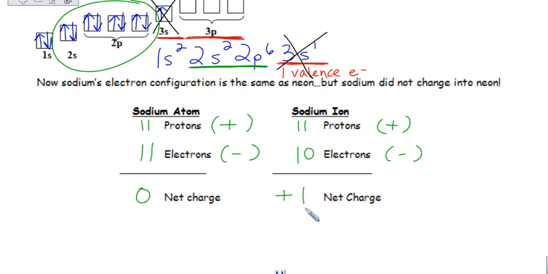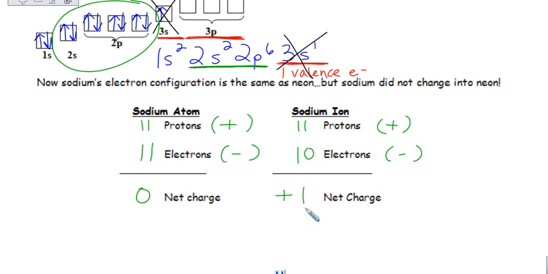Now don't make this rookie mistake. Rookie mistake. People will say if you lose an electron, the charge is -1. It's like you subtract an electron, so the charge should be negative. You lose 2 electrons, the charge is -2.